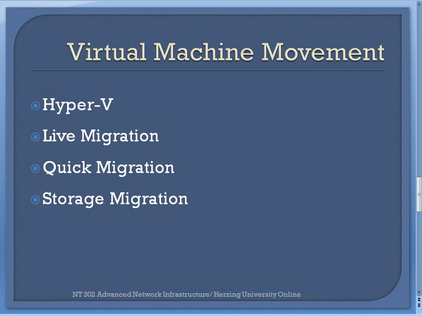Another type of migration that you will learn about this week is quick migration. Quick migration involves moving a virtual machine to a different physical machine within a cluster. Keep in mind, we can move just parts of the virtual machine if we like.